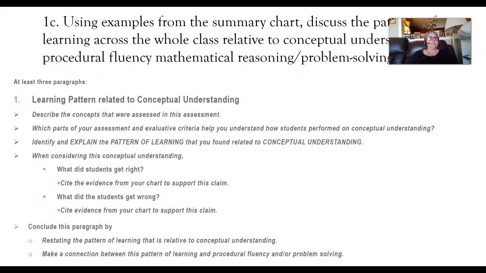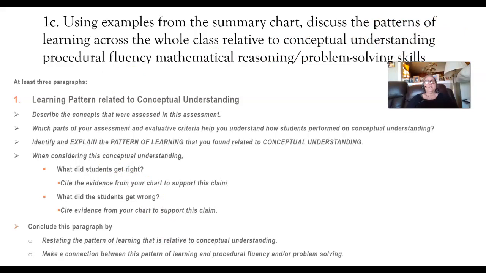So this is how I would do it. Here's the prompt: using examples from the summary chart, discuss the patterns of learning across the whole class relative to those mathematical understandings. Okay, start with conceptual understanding. You're going to write at least 3 paragraphs. Your first paragraph is going to be about a learning pattern that you found that's related to conceptual understanding. You're going to start with this because you have to do conceptual understanding. That one's not at all negotiable. You have to do that.